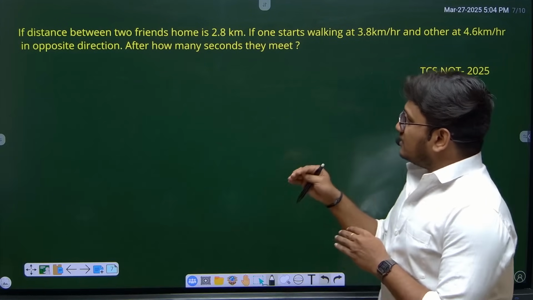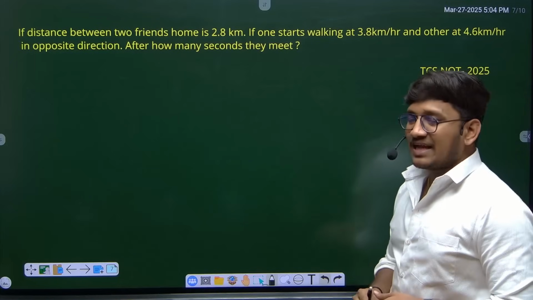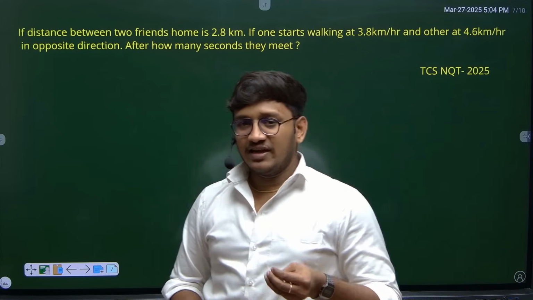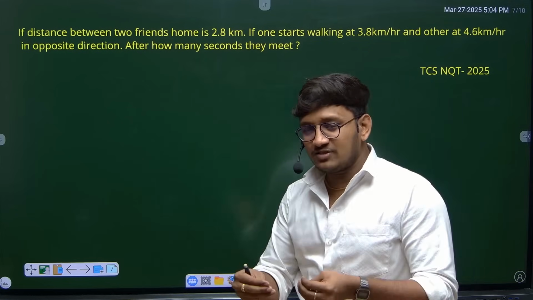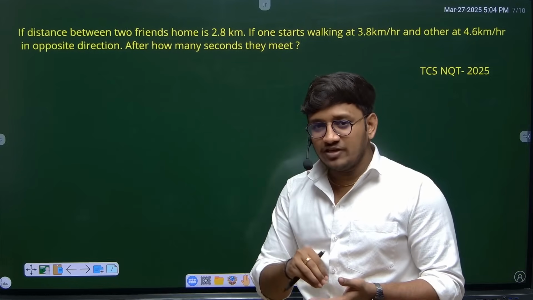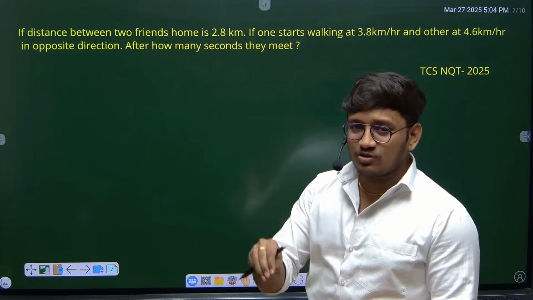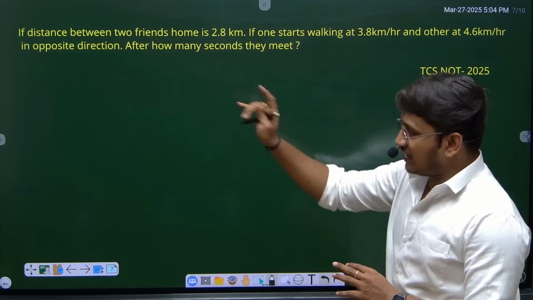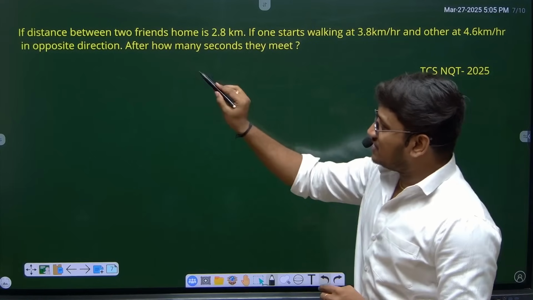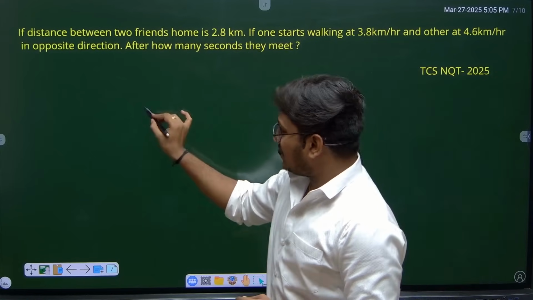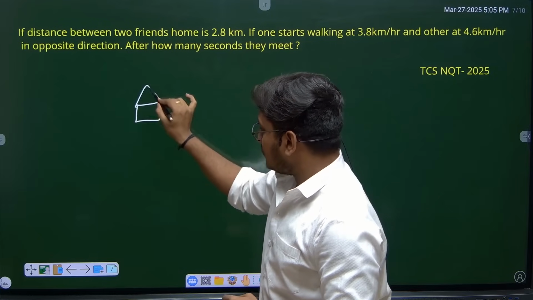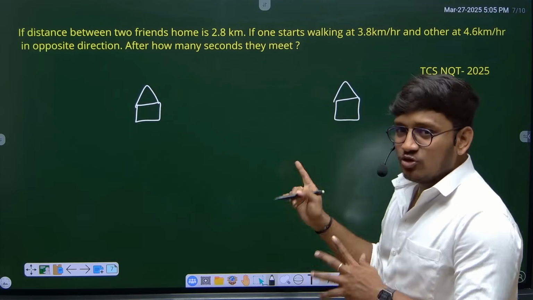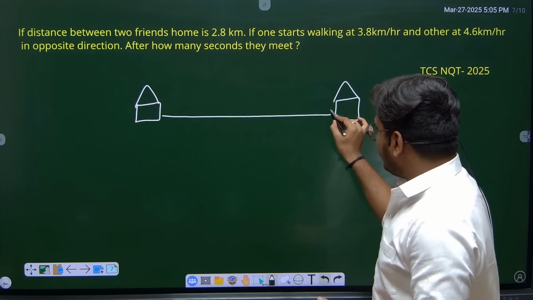Now again a question from time, speed and distance. Guys, we have discussed many times the topics which are minimum guarantee questions that students are experiencing in the TCS NQT exam. So the same again, here the question is: the distance between two friends' homes, let's say there are two homes, I mean two friends' homes. What is the distance between the two friends' homes?